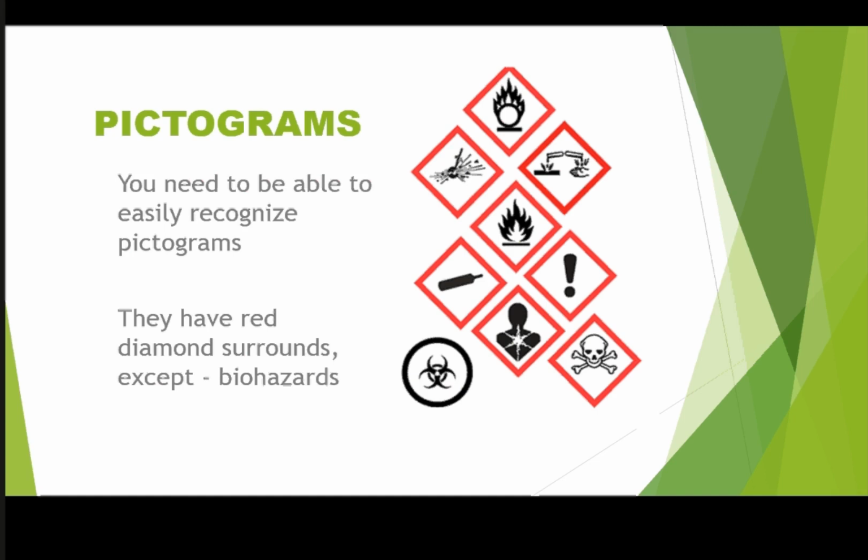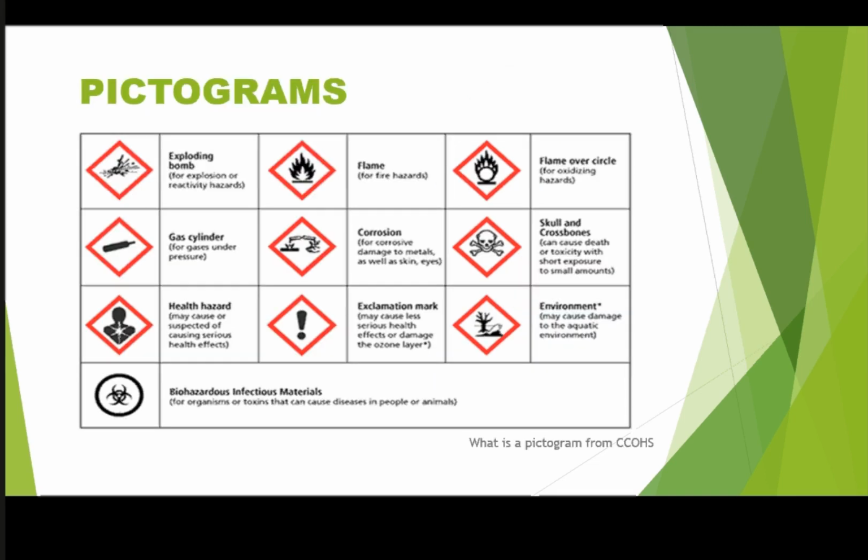You need to be able to recognize these pictograms and what they tell you. They've got red diamond surrounds, except biohazards. Now this is a little different. You might remember the red circles around these pictograms. That's the old system. This chart is directly from the Canadian Centre for Occupational Health, and it explains what each of these pictograms means.